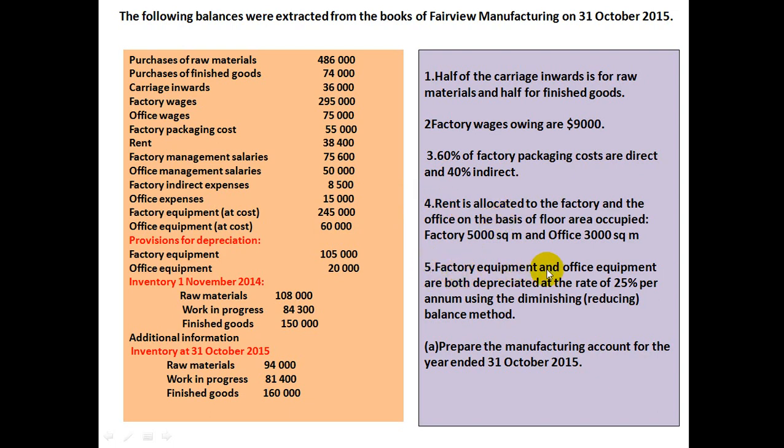Fifth point is the depreciation for equipment and office, factory equipment and office equipment are to be calculated 25% using diminishing balance method. Requirement is to prepare the manufacturing account for year ended 31 October. Factory equipment depreciation will be taken in manufacturing account. Office equipment depreciation is used in the income statement, but because it is not required in the question, it will be ignored.